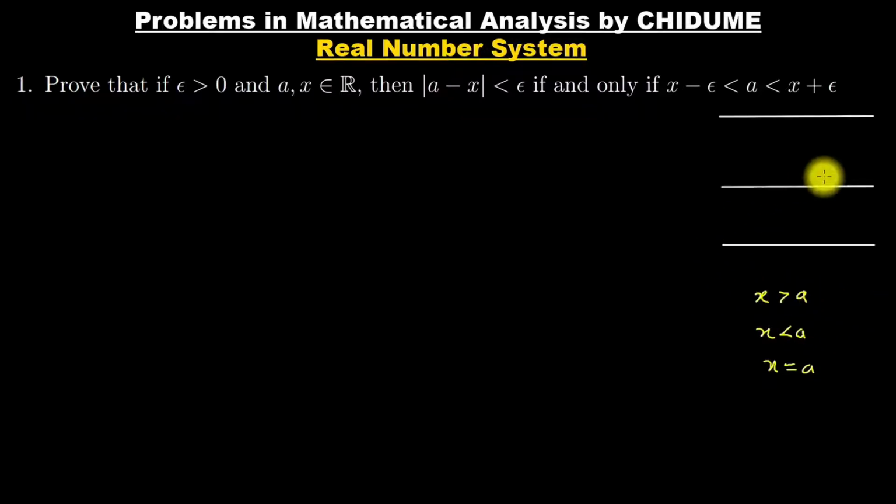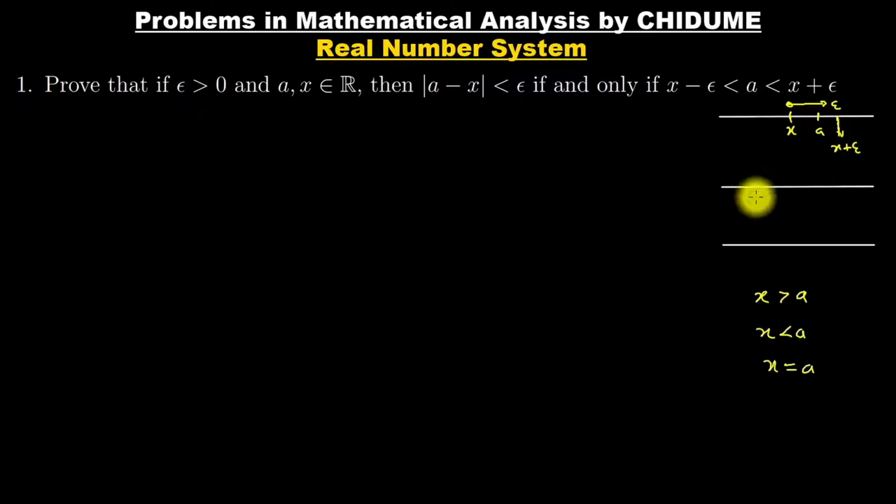Now let's try to fix x. They said the distance between a and x is less than epsilon. What they are trying to say is that, let's say I fix x and I try to move some distance away from x. Let's say this is a, and I'm careful enough in such a way that the distance between x and a is actually less than epsilon. So let's say this to the right is x, and the point here is x plus epsilon.